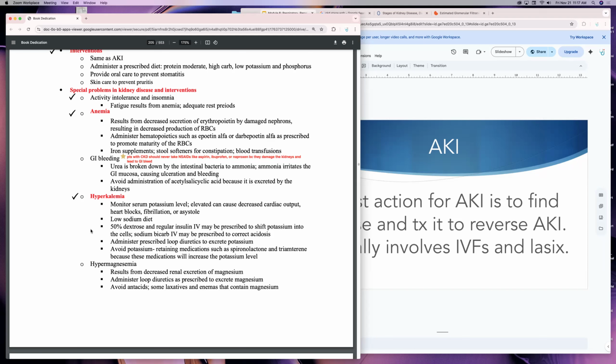Naturally, the kidneys get rid of NSAIDs. This patient's kidneys aren't working well, so we don't give them a medication that's going to stress out their kidneys. And also it leads to GI bleed.